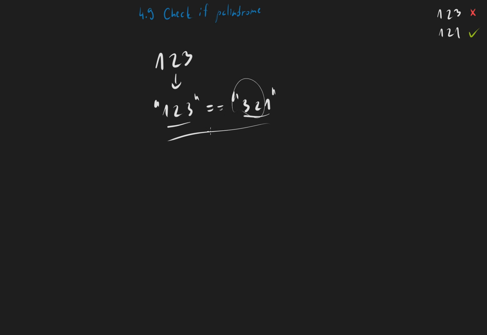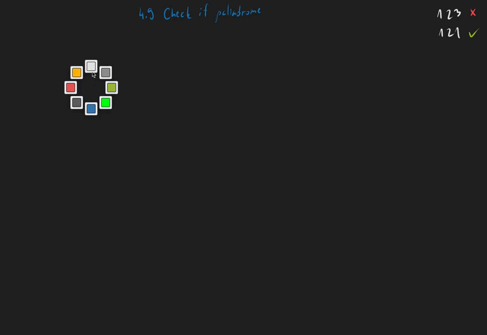We can improve this solution by not converting the number to a string, but actually just checking the least significant digit with the most significant digit. If they're not the same, we just return false. If they're the same, we just remove those digits and continue, right? Okay, cool. Let's talk about time and space complexity for this one. So time is still O of n, where n is the number of digits, and space is O of 1.